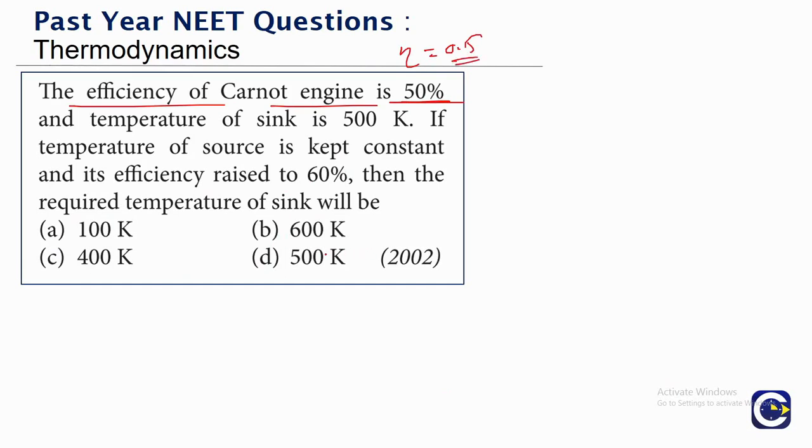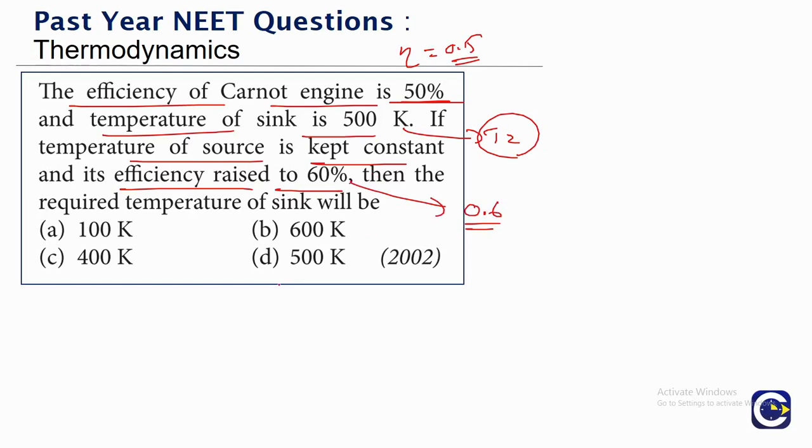The efficiency of the Carnot's engine is 50% and the temperature of the sink is 500 Kelvin. Sink temperature we will generally represent with the symbol T2. If the temperature of the source is kept constant and its efficiency is raised to 60%, means we are not touching the source temperature. Source temperature we are keeping as it is. If we want to raise the efficiency to 60%, factor wise it will be 0.6. Then the required temperature of the sink will be, means we are looking at what is the new sink temperature that is required.